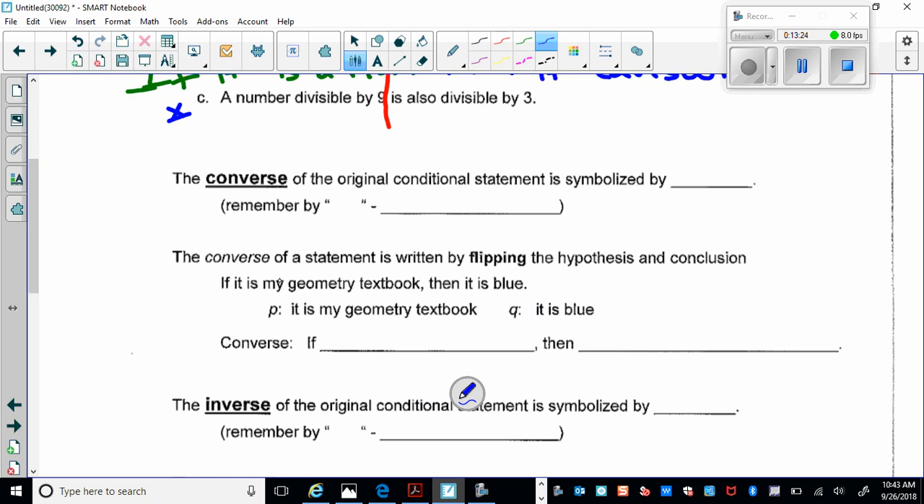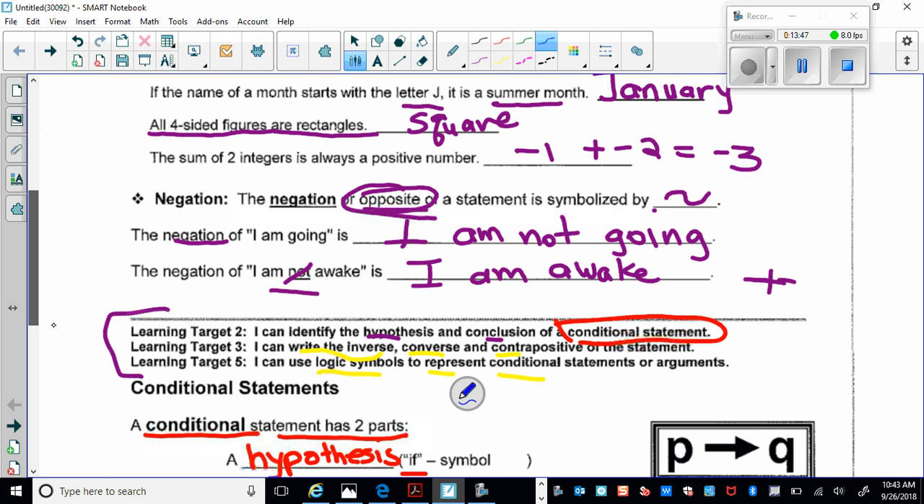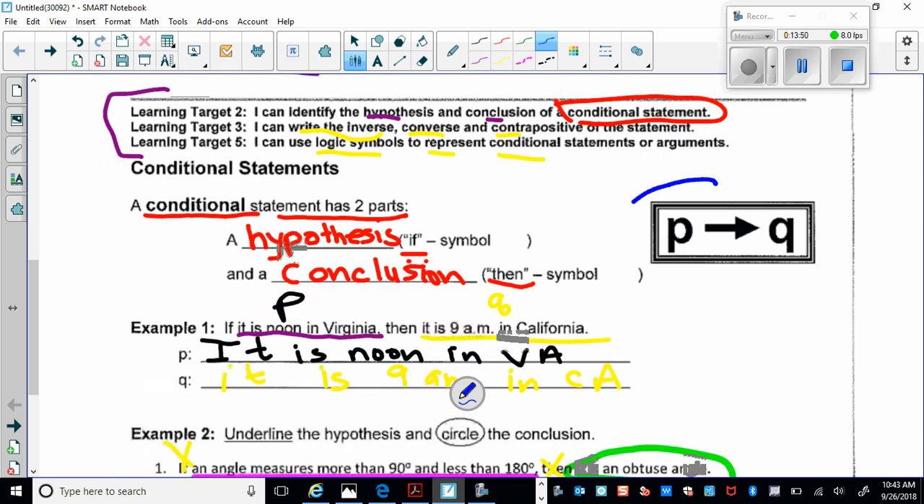So the next part we're going to go over is our converse statement. Okay, so now we know conditional. Now we're talking about converse. Converse of the original conditional statement is symbolized. So remember, the conditional statement is given as P arrow Q. This is the symbolic notation of a conditional statement: if P, then Q. So the first statement is P, the second statement is Q.